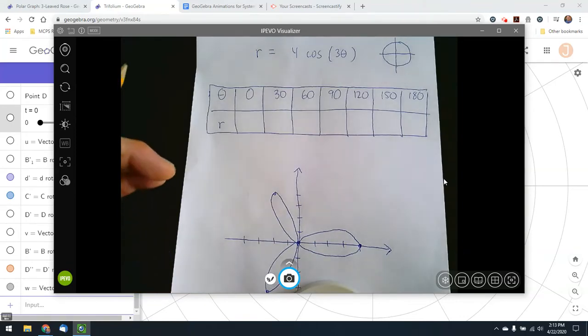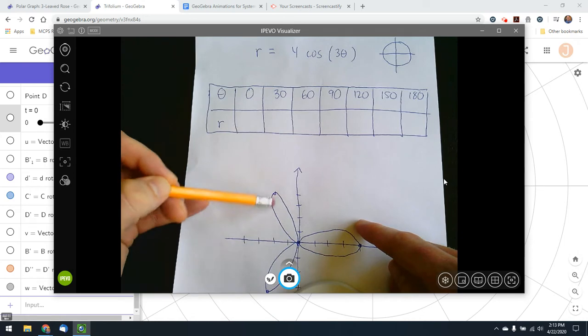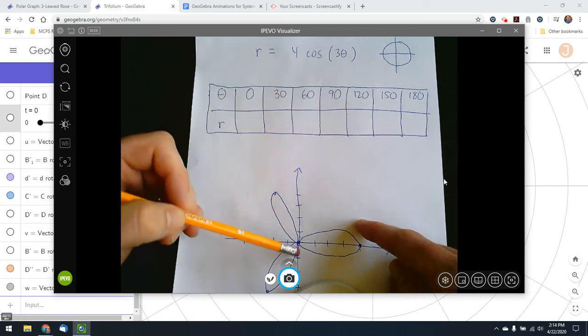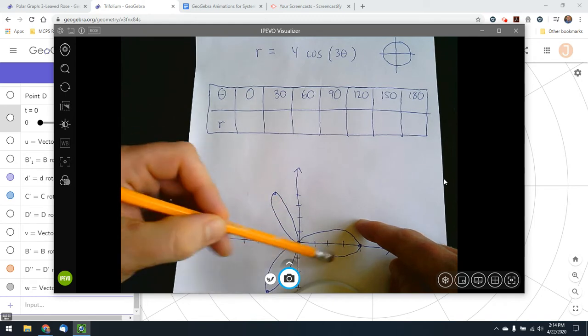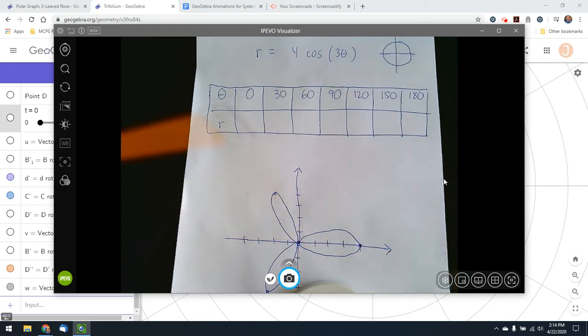Hey guys, in this video, I'm going to teach you how to analyze the graph of a polar equation and determine which parts of the domain of the function will produce each of these three petals on what looks like a three-leaved rose. All right, let's get started.